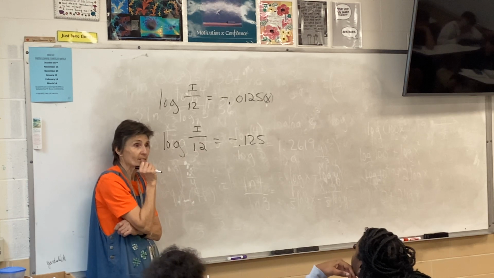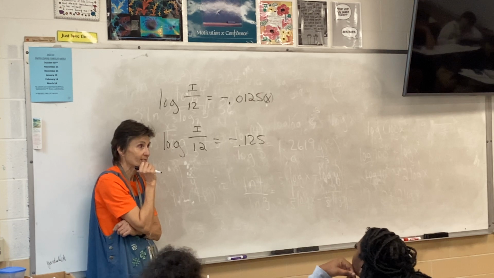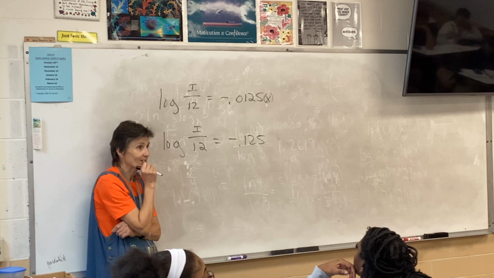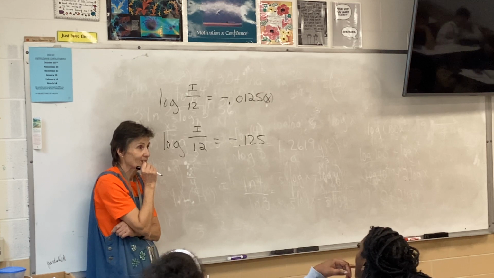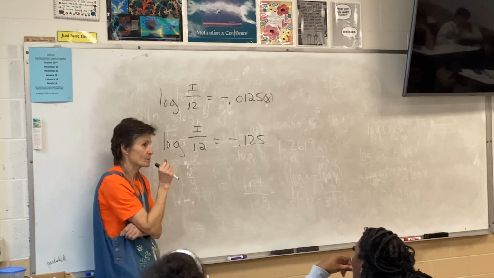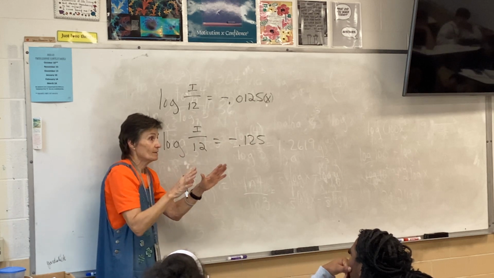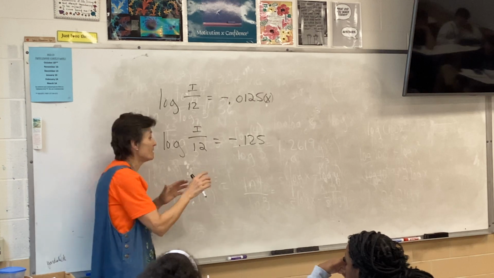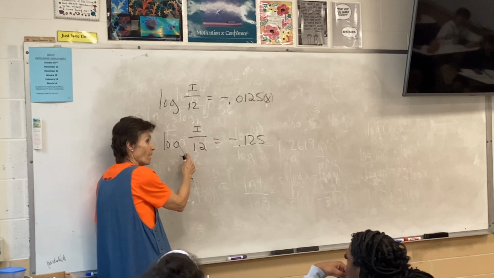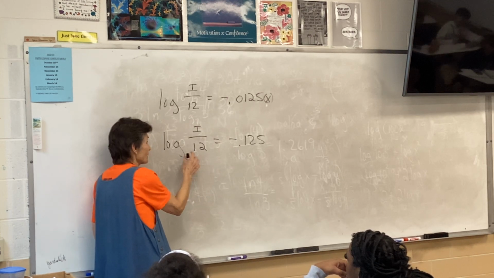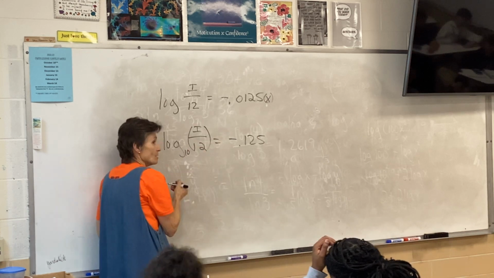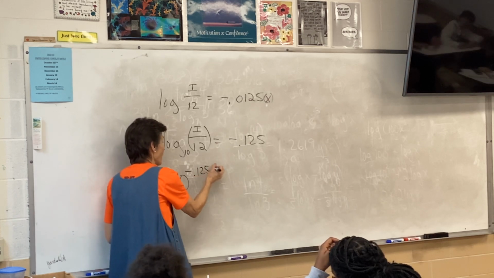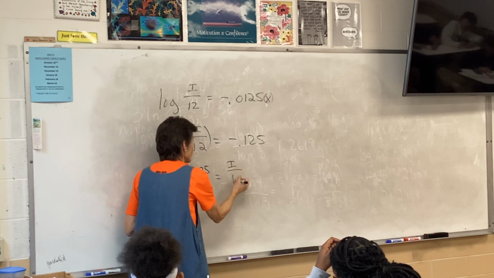Jake? You go 12 to the negative 1.25 power is equal to I. Okay, you are so close. He's got the right idea. We're going to log roll this, whatever you wanna call it. What's the base here though? The base isn't 12. Oh, 10 is the base. Okay, yeah. So we'll say 10 to the negative 0.125 equals I over 12.